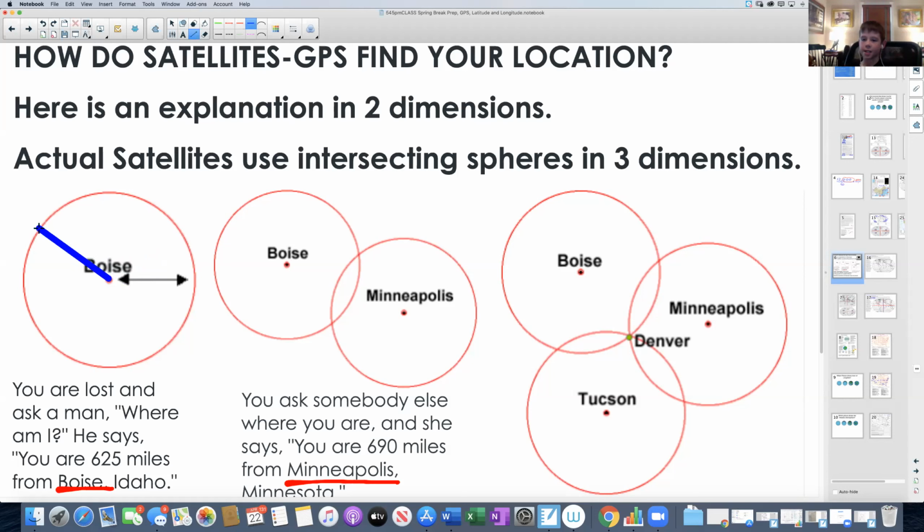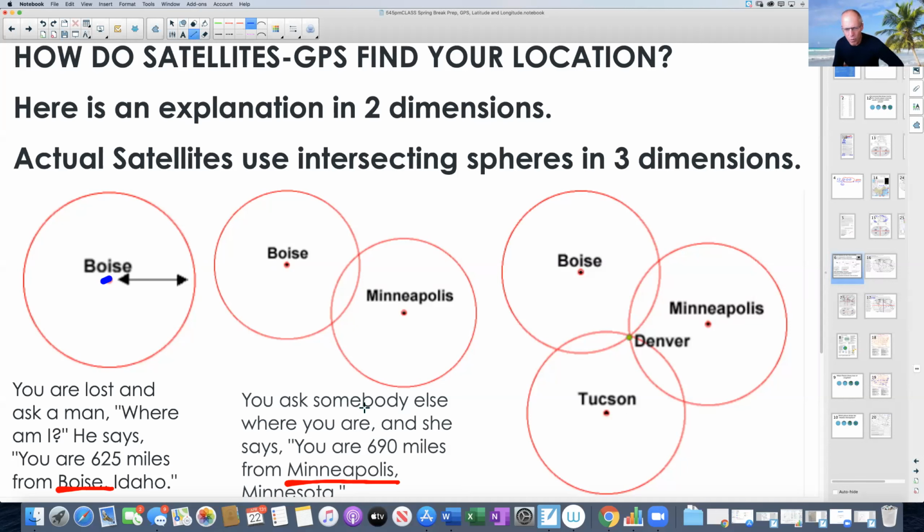Because it's not. You could be anywhere in the circle. Yes, Lila. Guys, there are an infinite number of points where I could be on that circle. Now, enter what Pete said, which was the second satellite.